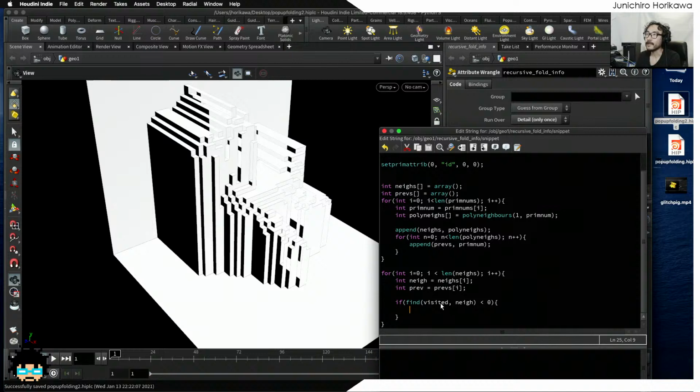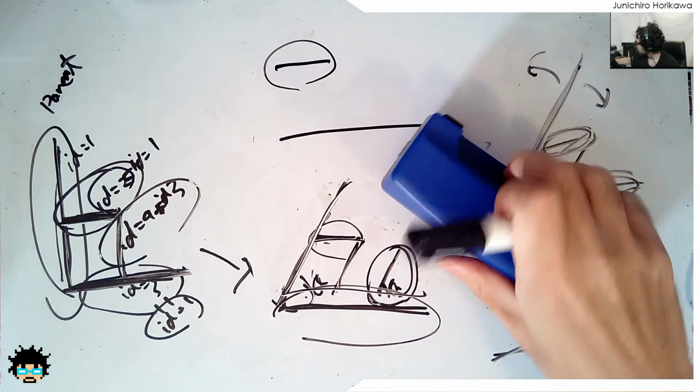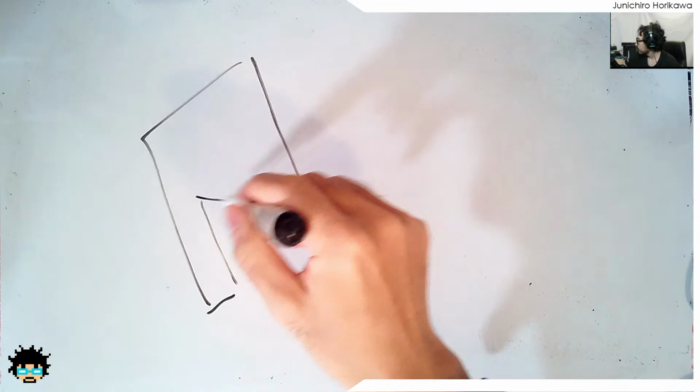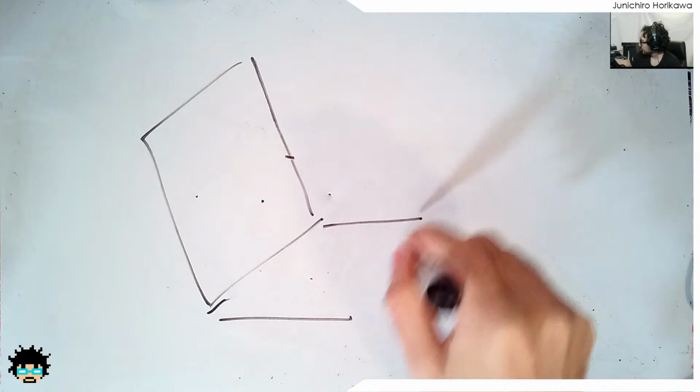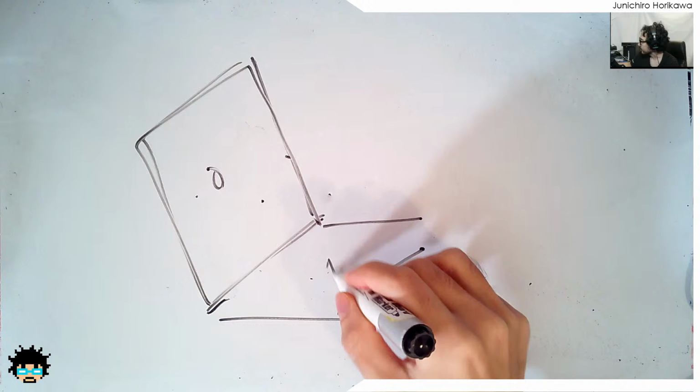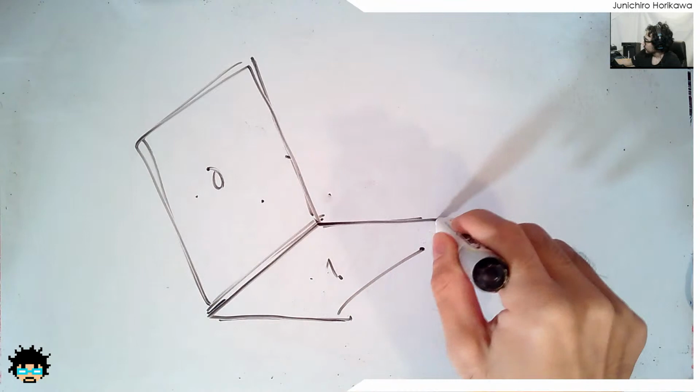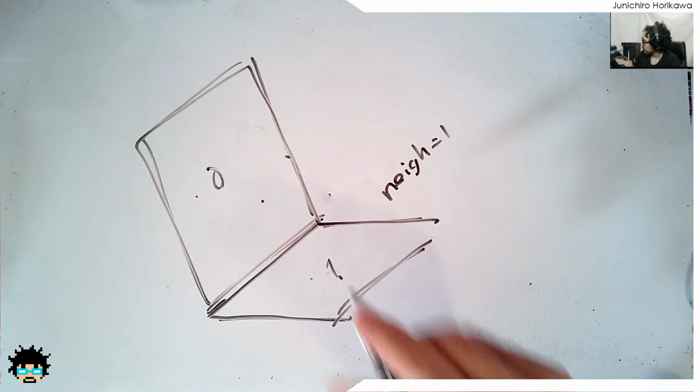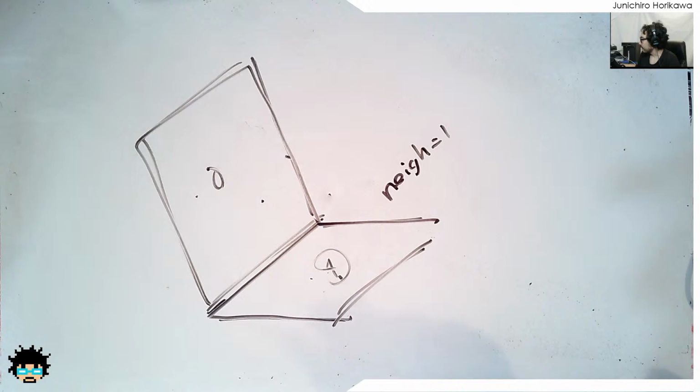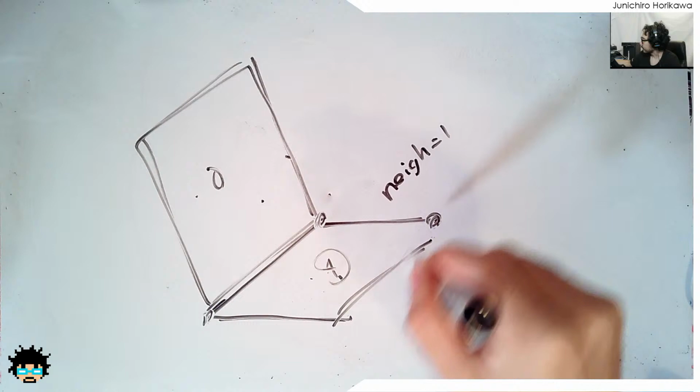Now, if you couldn't find any, then the first thing I need to do is to retrieve the point number for the primitive. In this case, let's make this simple. We have a thing like this. If we started from this one, and this is the second one right here, and currently we are looking at this one, which is nei equal to 1. What I want to do next is to retrieve the point number for this primitive, which is this one, this one, this one, and this one.